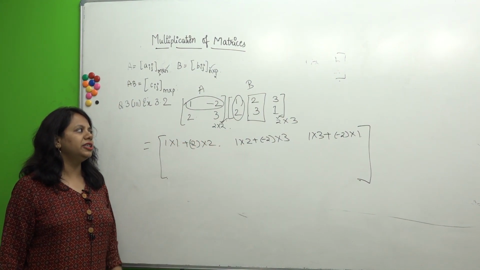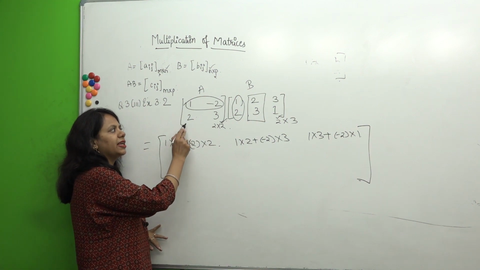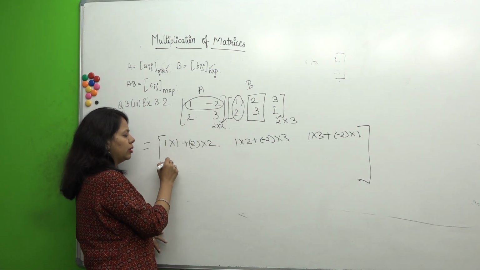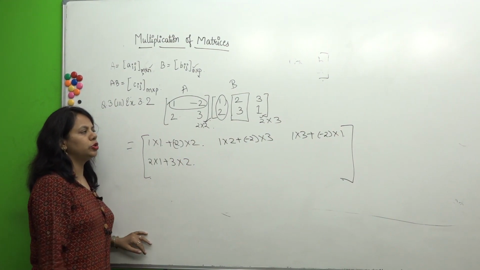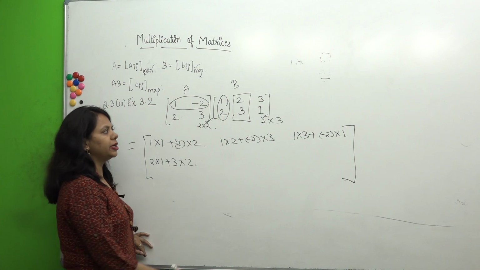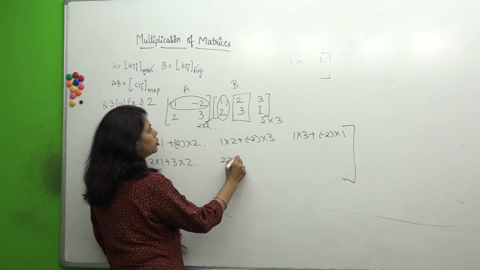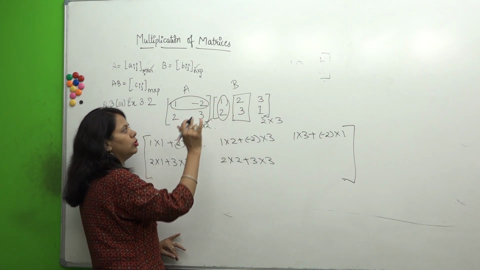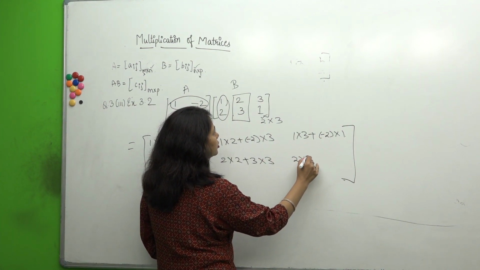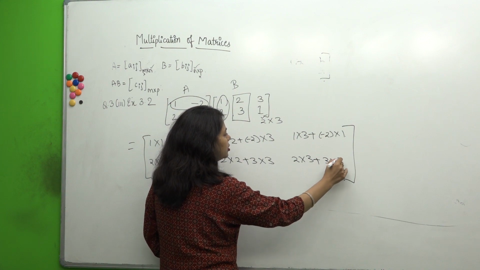It has 3 columns. Now I move to the second row. Second row, first column. So 2 into 1 plus 3 into 2. Now second row, second column. So 2 into 2 plus 3 into 3. Now second row, third column. 2 into 3 plus 3 into 1.